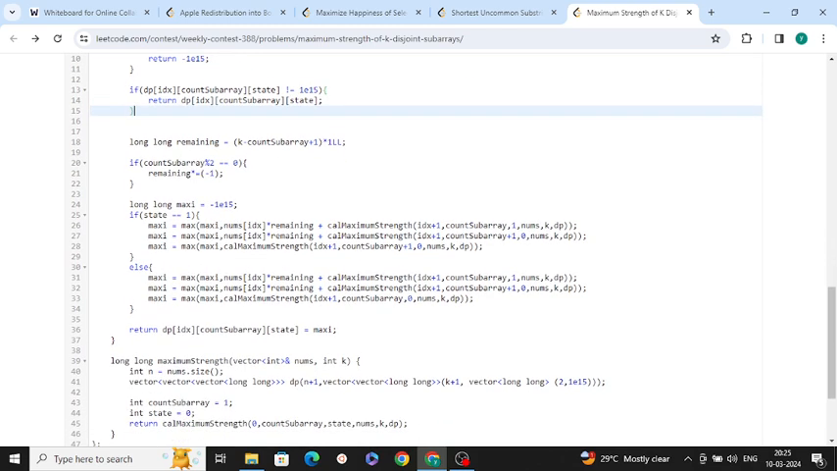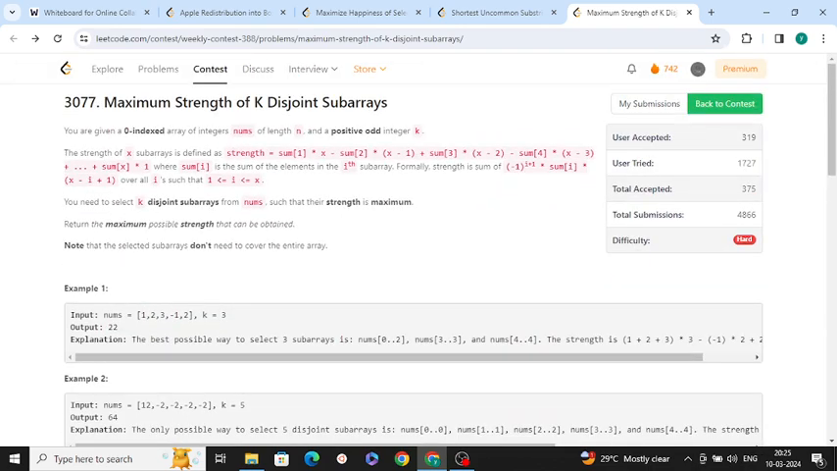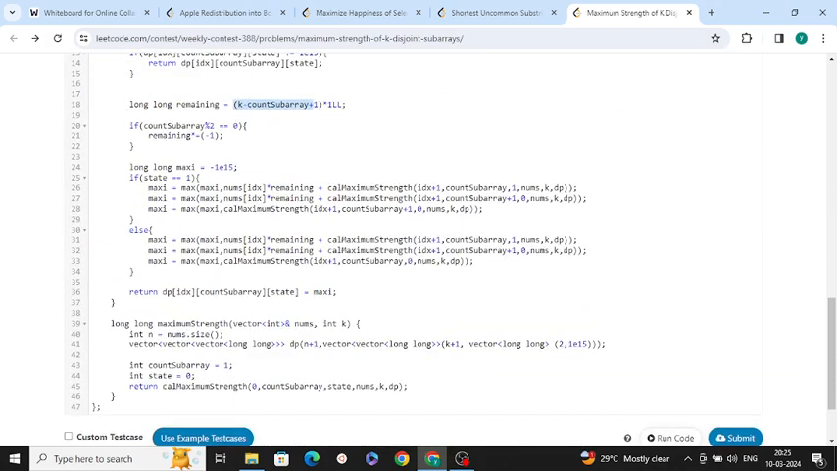Now, at the current position, what are the remaining subarrays we have? So k minus count subarray plus 1 is the remaining subarrays. This is the condition I have calculated here, meaning total subarrays. For the initial one, our value is k only, then it should be k minus 1, then k minus 2. So we'll be calculating the remaining subarrays that we need to break the array into, right?